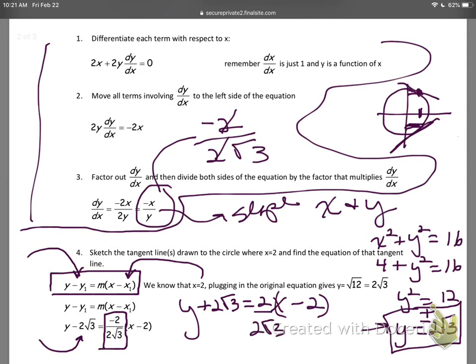Doesn't that seem to make sense? This slope here is negative. My y value is positive. This slope here for this tangent line is positive. My y value is negative. So you should have a good understanding of how that works. Okay, on the next slide we'll do a couple more practice problems.